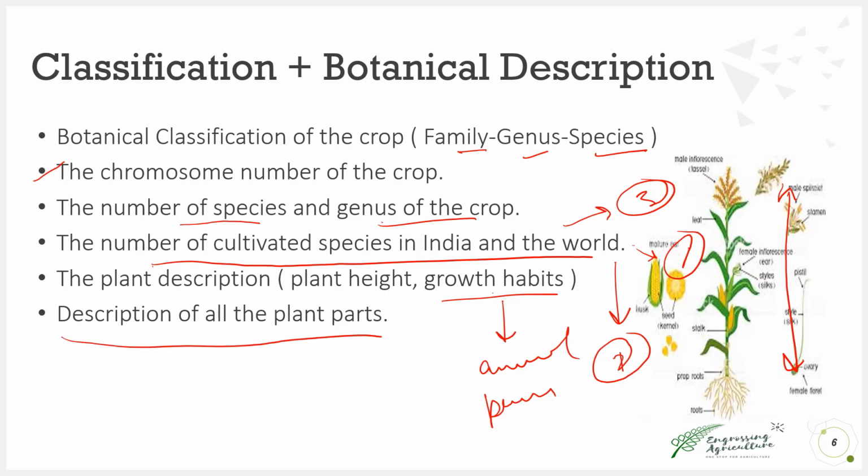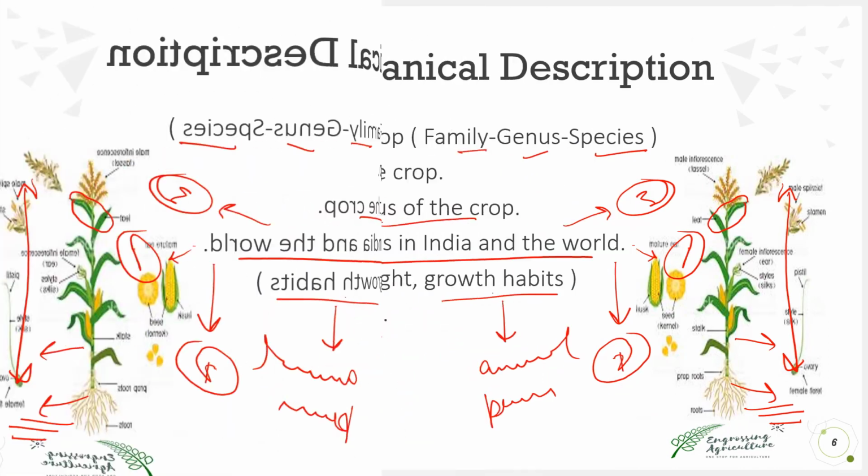Description of all the plants. That means we must keep a heading of roots, then explain what types of roots are there, then stem, what type of stem is there, then leaves, what kind of leaves are there, the grain, the seed. So there are different parts of the plant, we have to explain all of them.